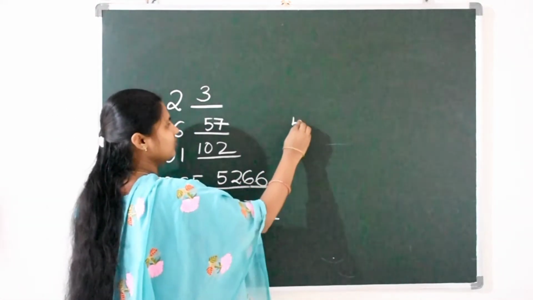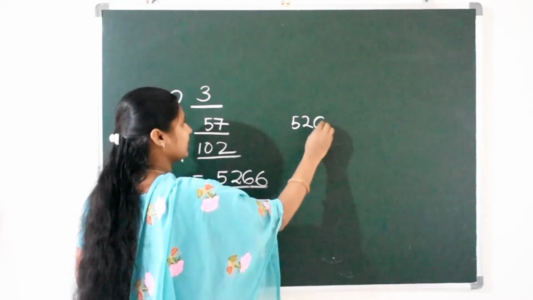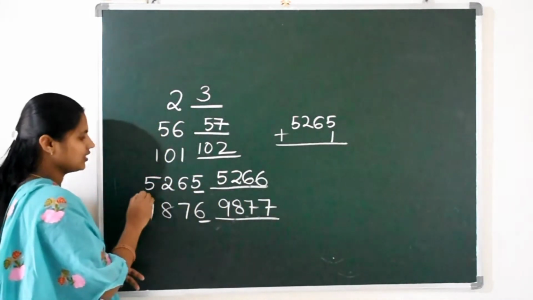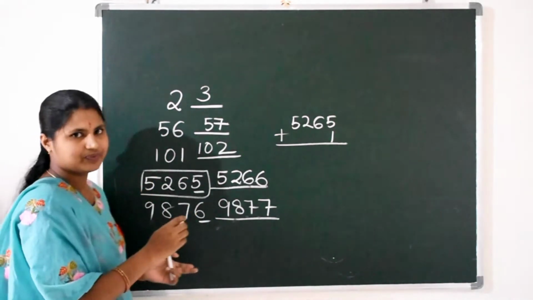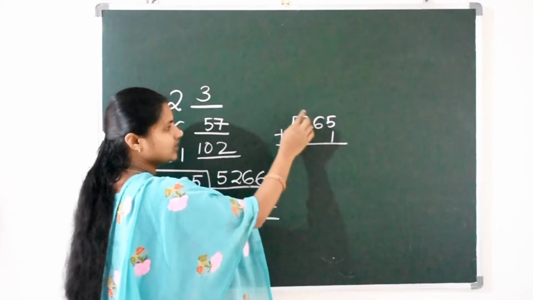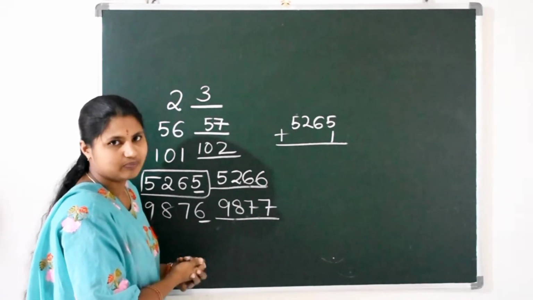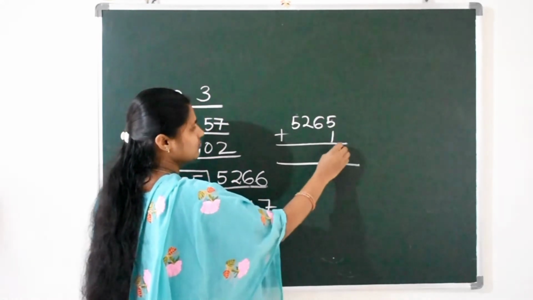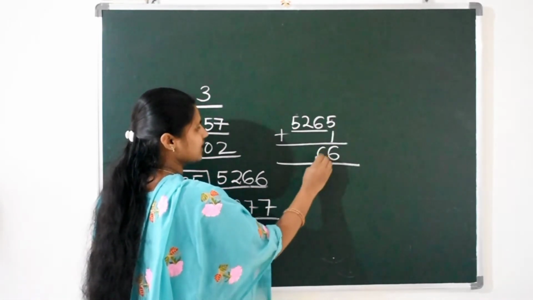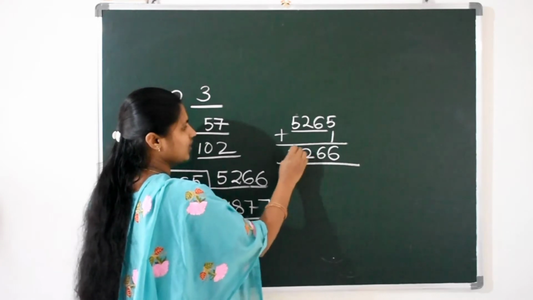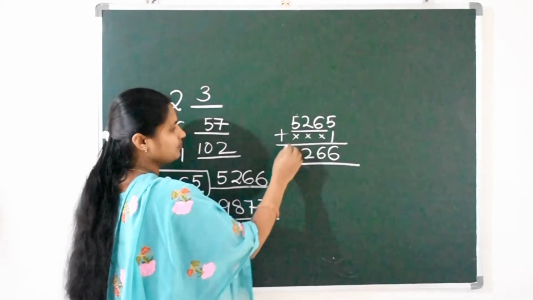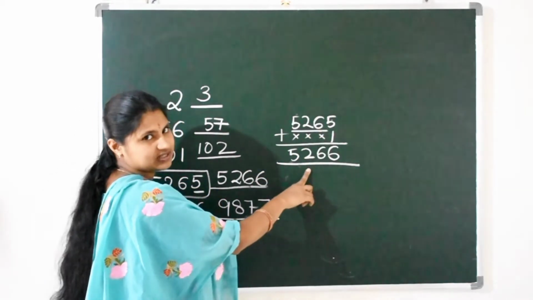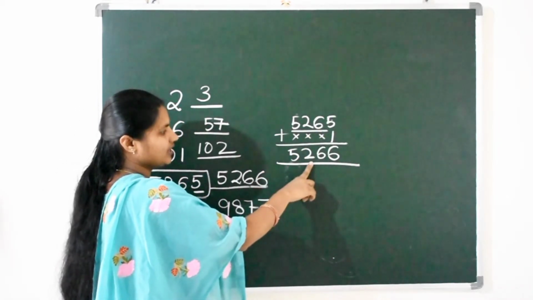If we add 1 to the given number, we will get the successor of that number. See here, what is the number here? 5265, right? If we add 1 to the given number, we will get the after number, that is the successor. See here, 5 plus 1 is how much? 6, and these digits 2, 6, 5 come as it is. Here no digits are there to add, so these digits come as they are. So 5266.